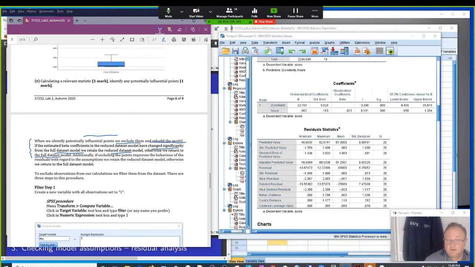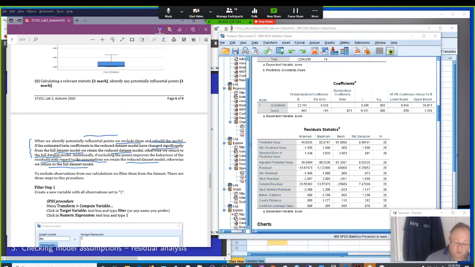Additionally, if excluding the points improves the behaviour of the residuals with regard to the assumptions, so there it is. That's the nub, isn't it? That's real statistical intelligence. If excluding the points improves the behaviour of the residuals with regard to the assumptions, so you can make note of that, we retain the reduced dataset model. Otherwise, we return to the full dataset model. So it's all about doing that.